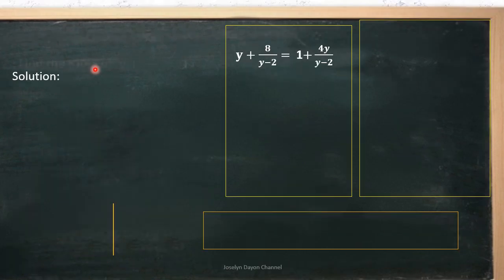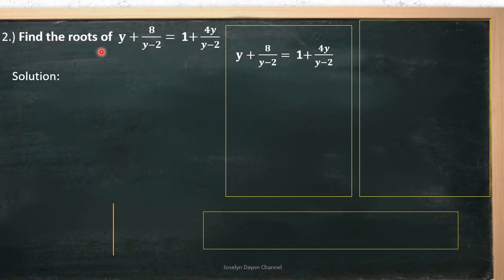Okay, now let's have the second example. Find the roots of y plus 8 over y minus 2 equals 1 plus 4y over y minus 2. So the restricted value for this is 2, because in our denominator, we have y minus 2.